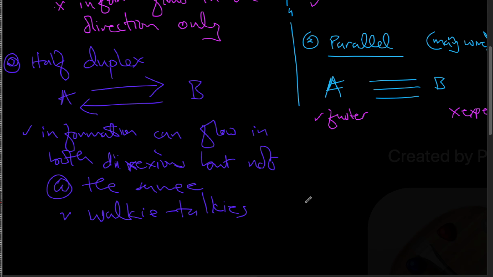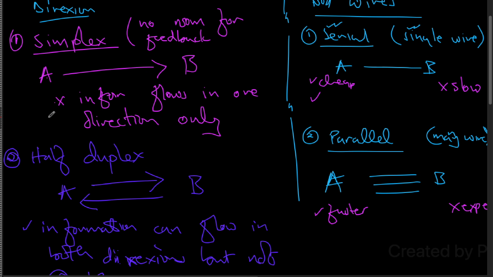Walkie-talkies, you cannot both talk at the same time. You can send information whilst the other party is receiving. So A can send to B whilst B is listening. Then when B wants to respond, A has to stop sending so that B can also send. You get the point?